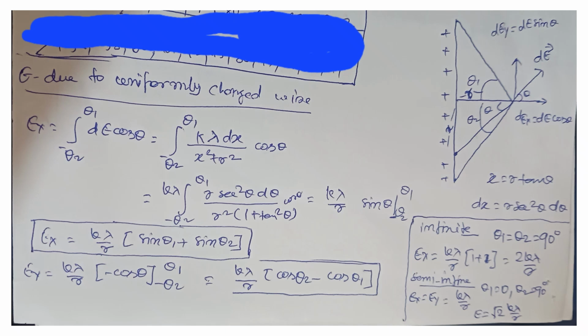Similarly, for a semi-infinite length, theta 1 will be 0 and theta 2 is equal to 90 degrees. This is the case when you want to find the field intensity at one end of your length L. So your Ex and Ey will both be k lambda by r. So finally, the electric field intensity will be square root of 2 times k lambda by r.